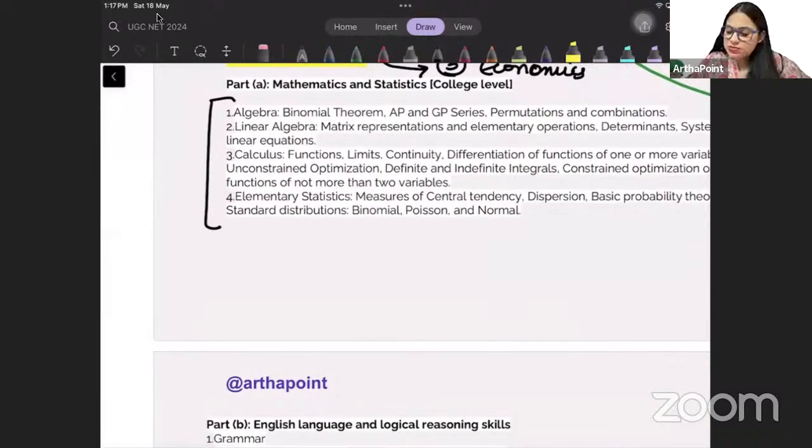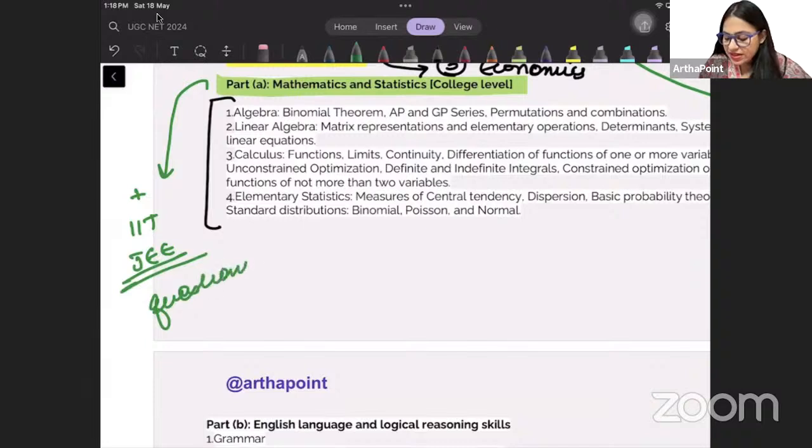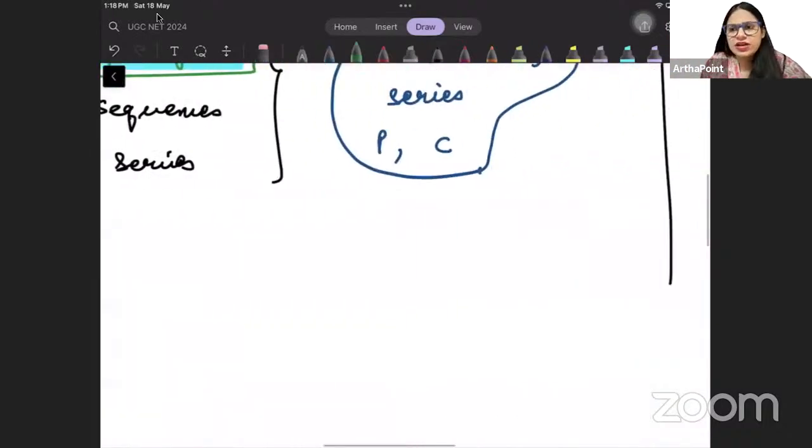So first, in the syllabus, we will look into the maths and stats level. It says college level, but as I have told you, you need to go ahead and do IIT JEE questions. I have completely analyzed the paper and realized that IIT questions are coming very frequently in your exam. For example, it will not be very difficult.